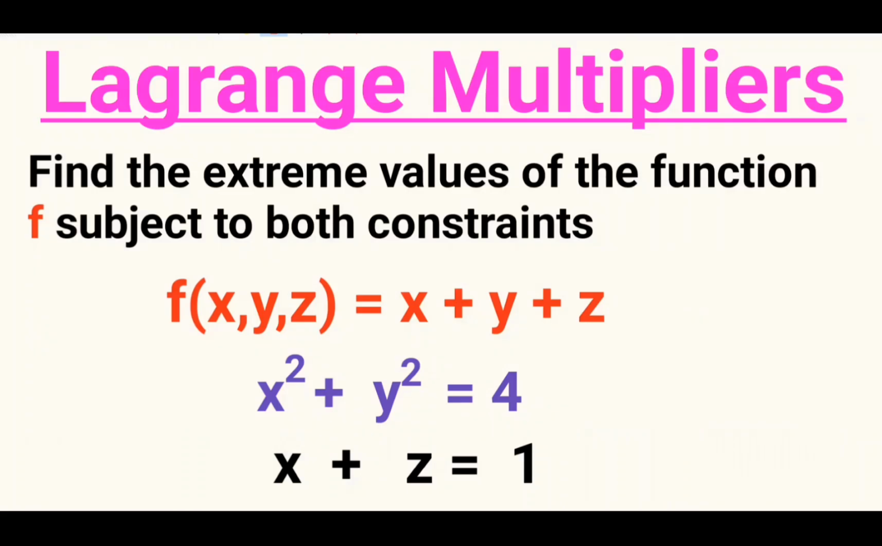Hello guys, my name is Bino, and in this video we'll be determining the extreme values of the function f, which is equal to x plus y plus z, subject to the following constraints: x squared plus y squared is equal to 4, x plus z is equal to 1.